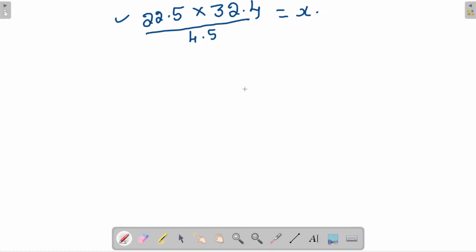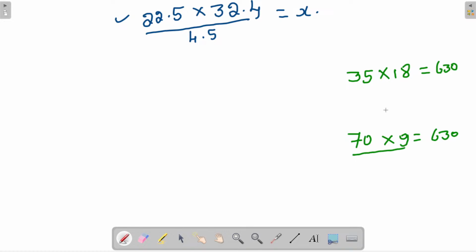Now I will ask some questions again. Don't write it. Now tell me anyone's answer for this question: 35 into 18. I will ask one more number: 70 into 9. What's the answer? Here we can tell the answer within a fraction of a second, but we can't tell the answer here. But the answer is 630 here also. That's why we always want numbers like this instead of like this. We want to make numbers like that. That is the only smart thinking.